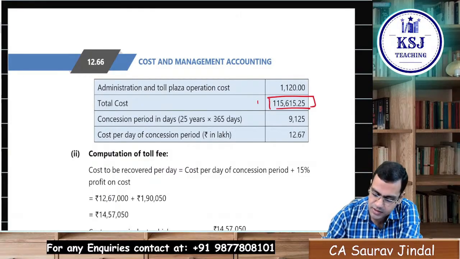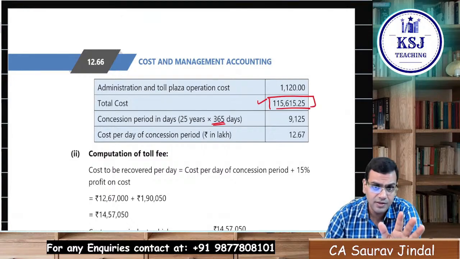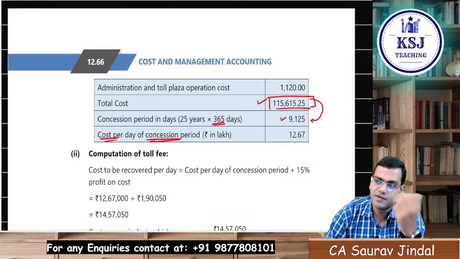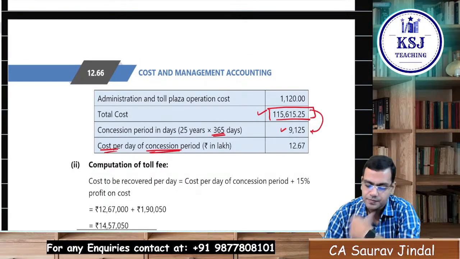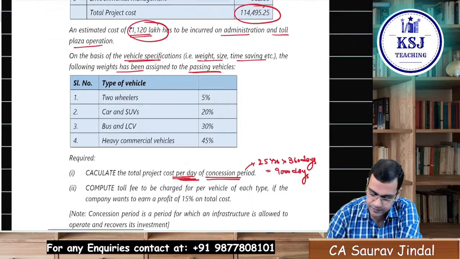So total cost is there, concession period, they have taken 365 days, you can take 360 days also if nothing is mentioned in the question. 9125, so you will get the cost per day of the concession period. Cost divided by the number of days in the concession period. Right? Second part of the question.